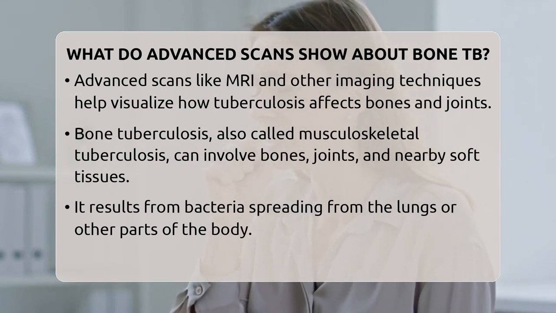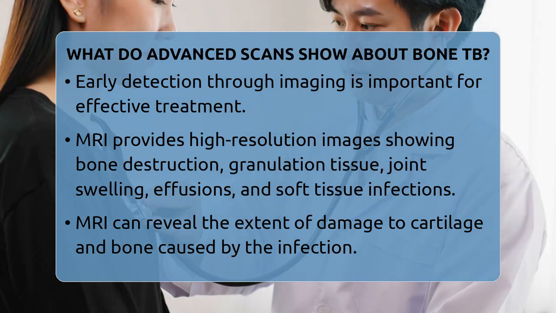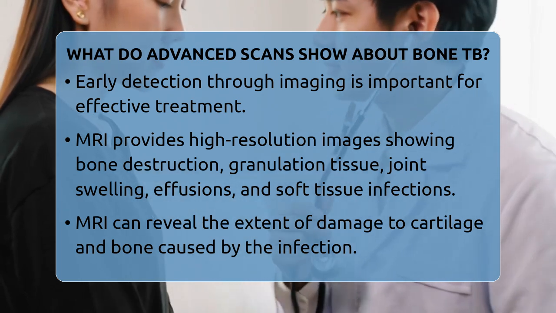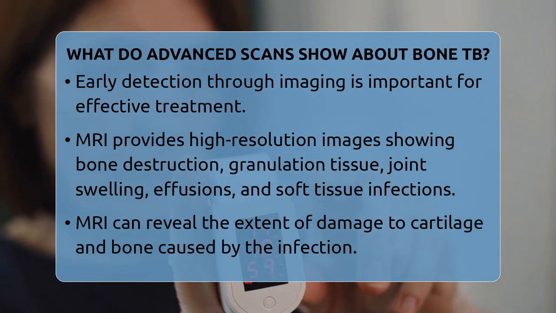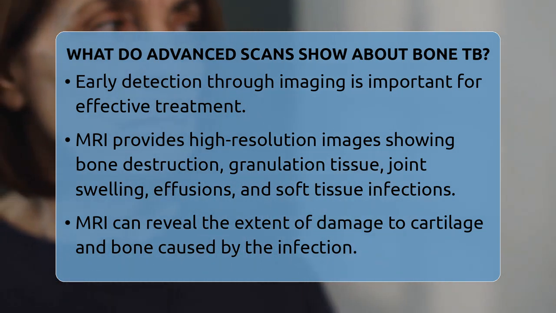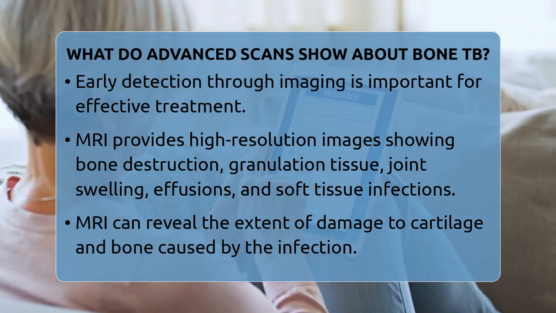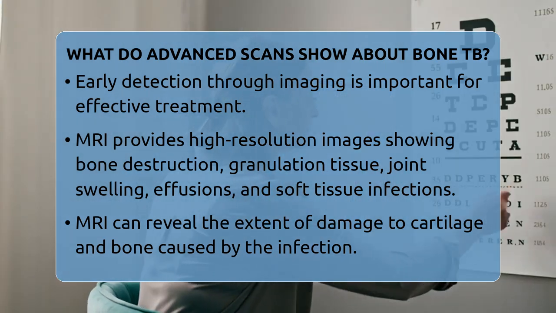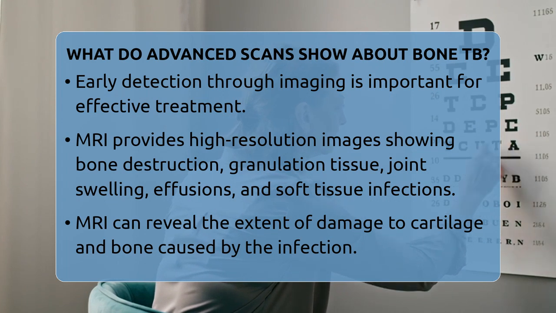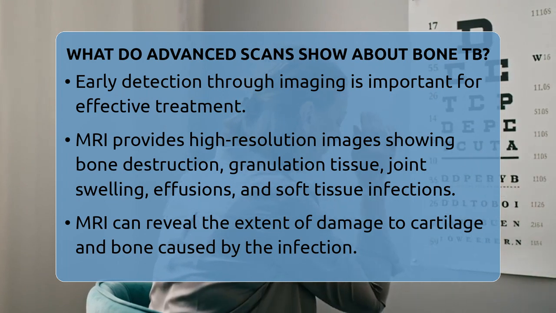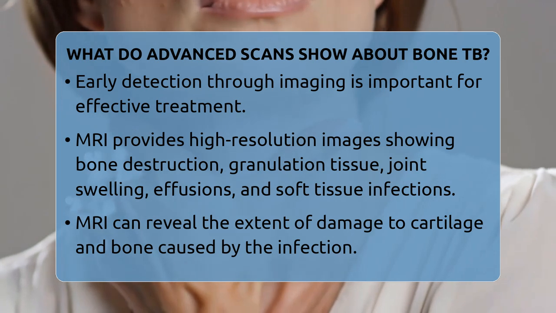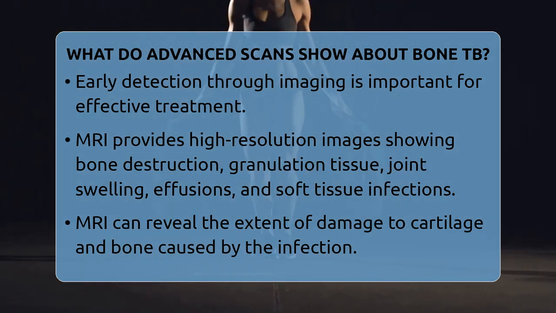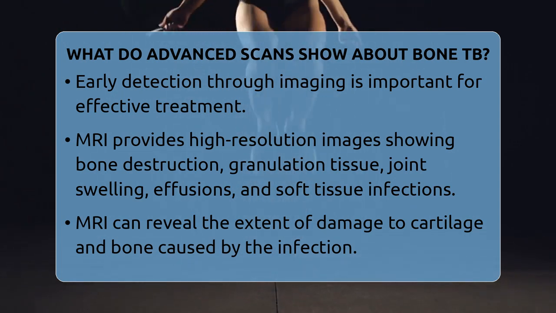MRI can show areas where the bone has been destroyed by the infection, which appears as dark or irregular regions. It also reveals the presence of granulation tissue, which is part of the body's response to infection. This tissue can cause cartilage and bone damage, and MRI can show how extensive this damage is. Additionally, MRI can detect complications like joint swelling, excess fluid in the joint called effusion, and soft tissue infections such as abscesses or inflammation of tendons and muscles.